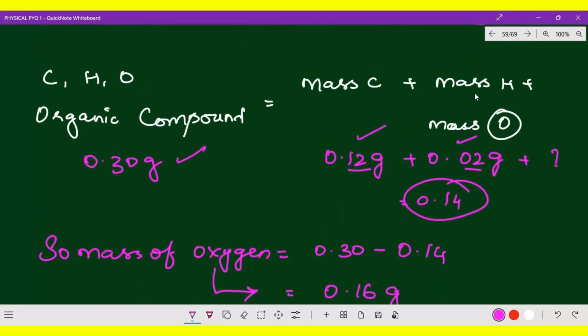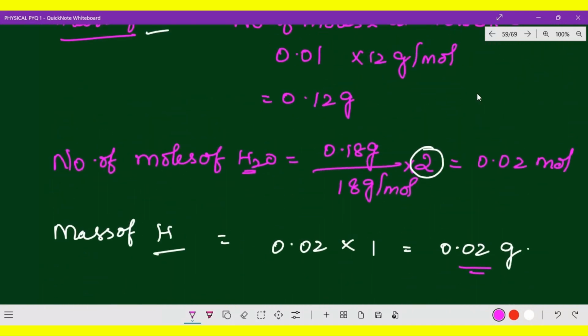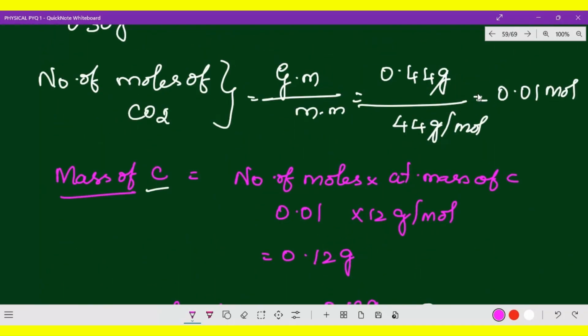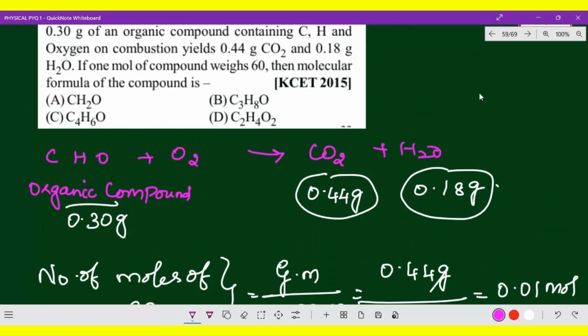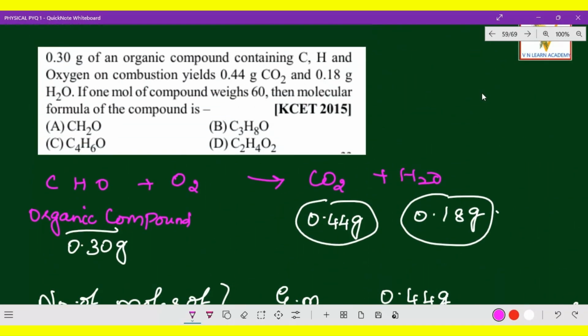There is an easy and interesting way to bring it. If we know the concept, you can easily identify the answer if you have a logical way of thinking. So C2H4O2 is the correct option. Option D is the correct option.